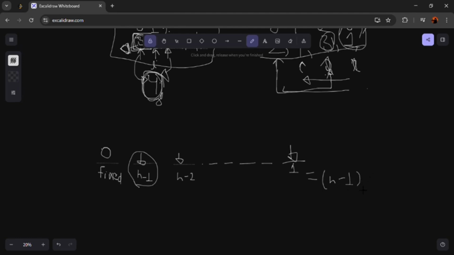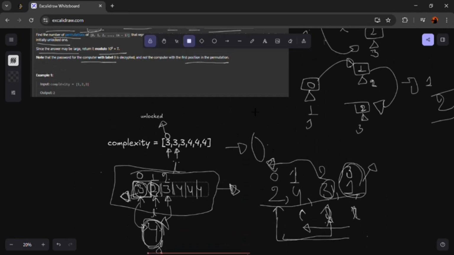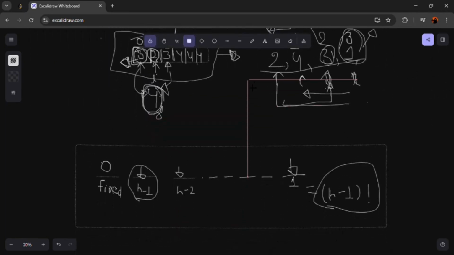So how many permutations? The total number of permutations is n minus 1 factorial. Okay, but we can find this permutation if and only if the minimum value lies on the 0th index. Okay, so this is how this question will be solved.